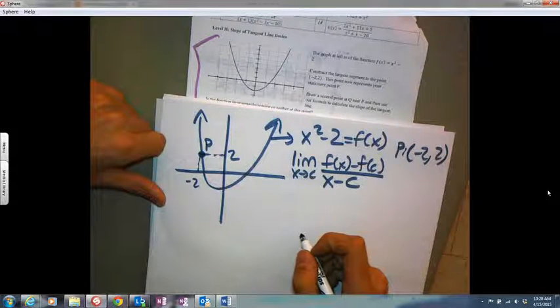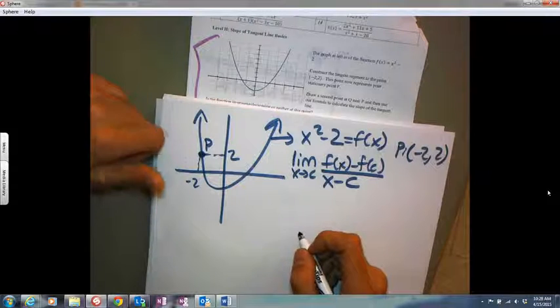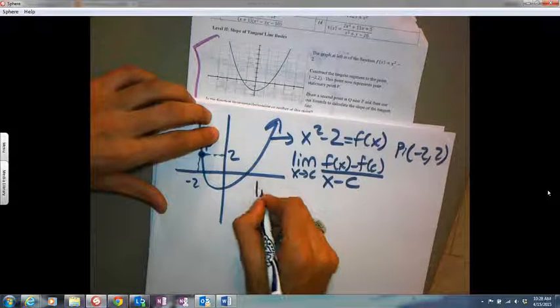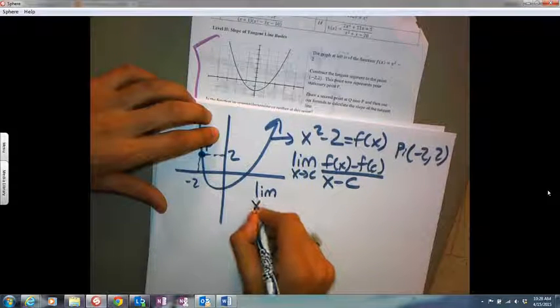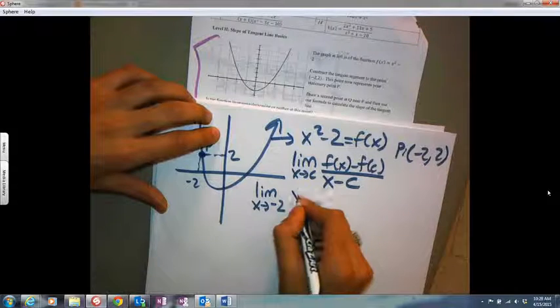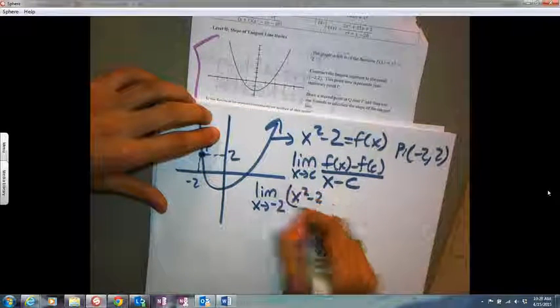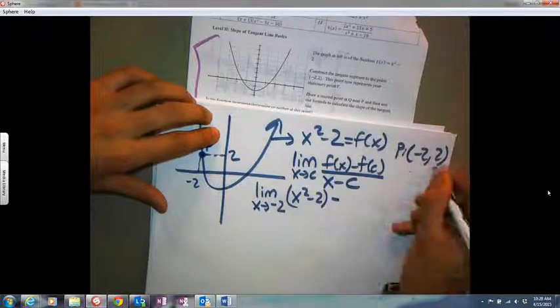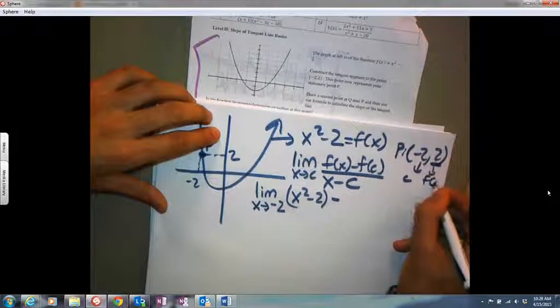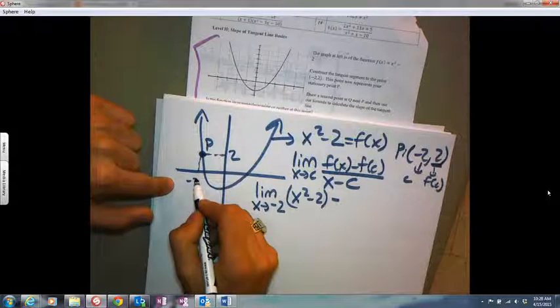So we want the limit as x goes to -2 of f of x, here's f of x. f of c is right here. Here's c. Here's f of c. Remember, c was the x coordinate of the point we knew. f of c was the y coordinate. All over x minus c.